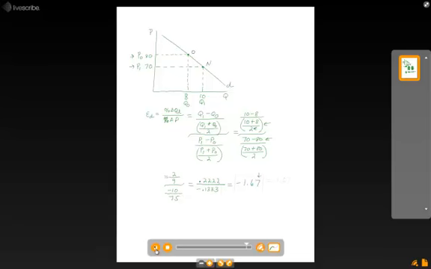Now, for an elasticity calculation, the very last thing you want to do is take the absolute value of the number. The absolute value will change any number to a positive. So the absolute value of a negative 1.67 is a positive 1.67.